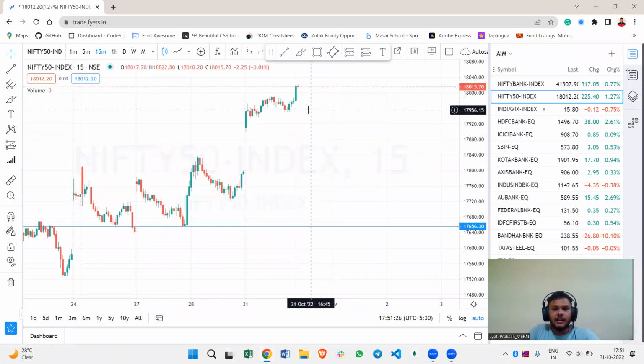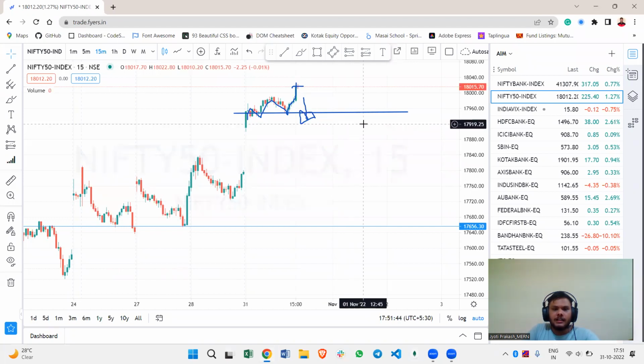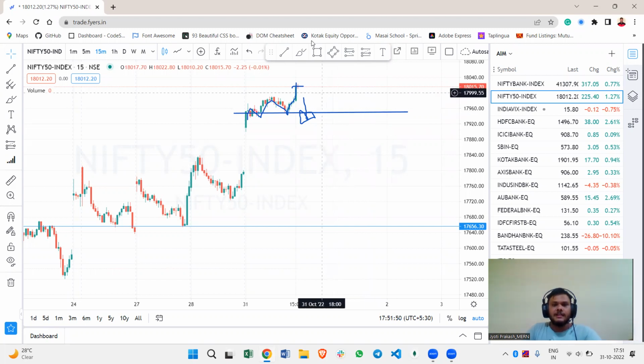For selling, in the 15-minute candle, you can say that the market trades around here for almost 1 hour to 2 hours, and after that, it's taking support from here and it closes around 18,000. If the market tomorrow closes below 17,950, then you can take a trade for selling, and your small target will be 17,920 first, and you can set your second target to 17,900.